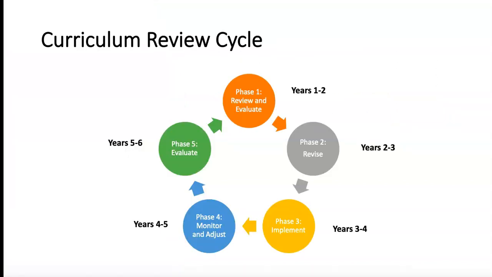The curriculum review cycle is the process by which curriculum, resources, and instruction are regularly reviewed, updated, monitored, and evaluated following a 6-year cycle. The image on this slide depicts the stages of the process. Tonight, I will be discussing each of these phases in more detail in the slides that follow.